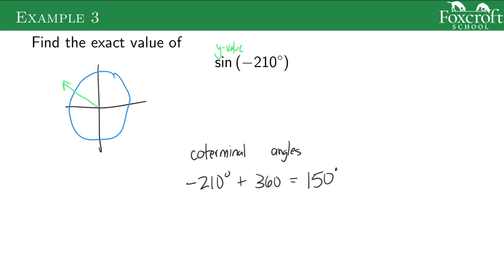All right, so that's 150. Again, on your unit circle, that'll have a point. That point is negative square root of 3 over 2, 1/2, which means the sine of negative 210 is the same as the sine of 150 because they're coterminal angles, and the sine of 150 is 1/2.